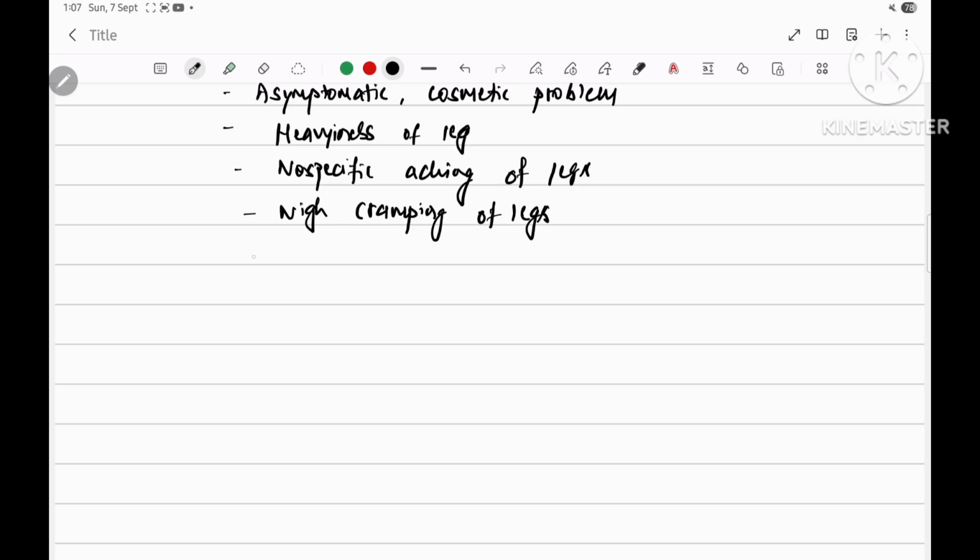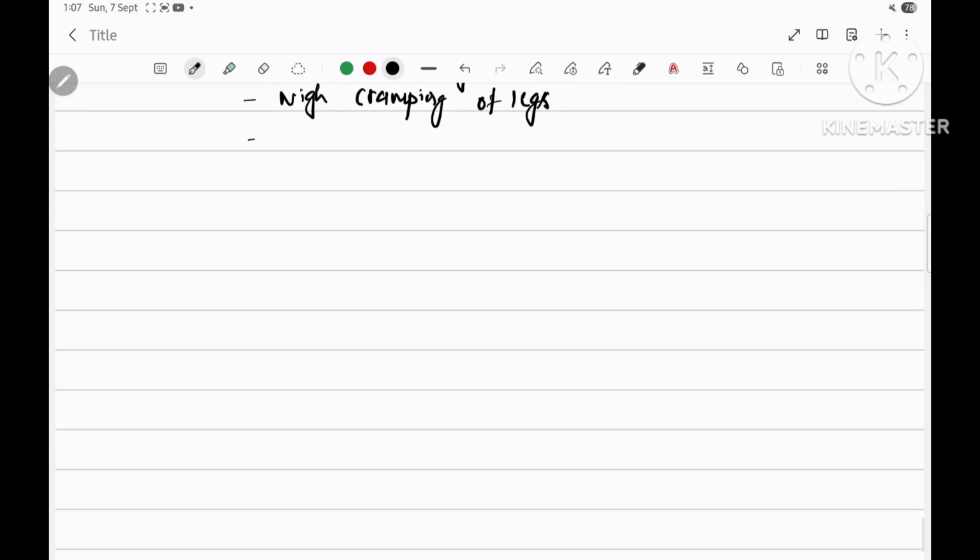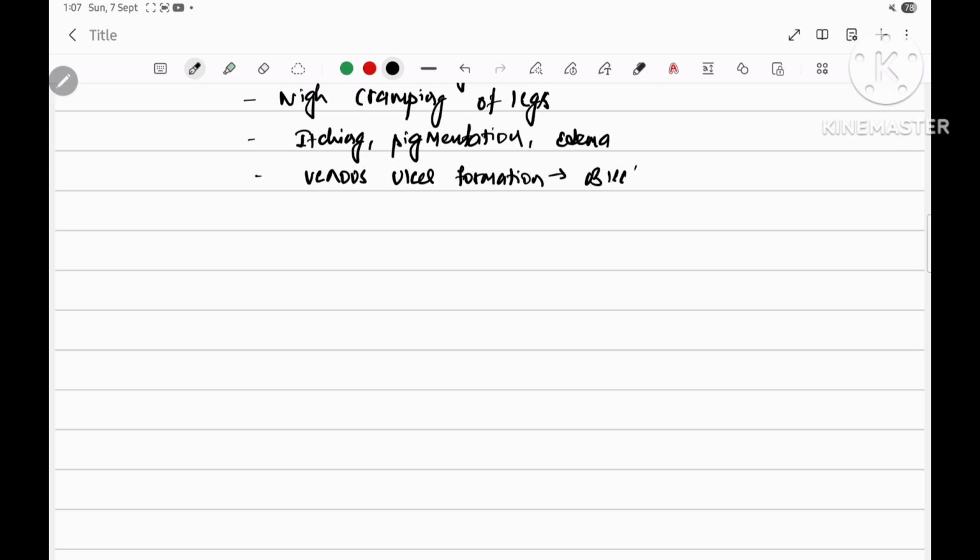And I have already told you that due to the deposition of pigments, there can be itching, pigmentation. There can be edema. Later on, there can be venous ulcer formation, due to which there can be bleeding.